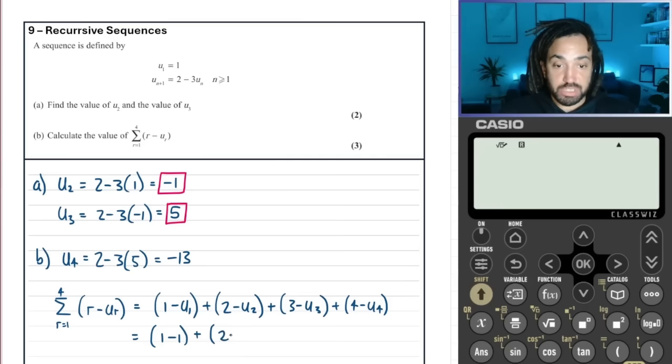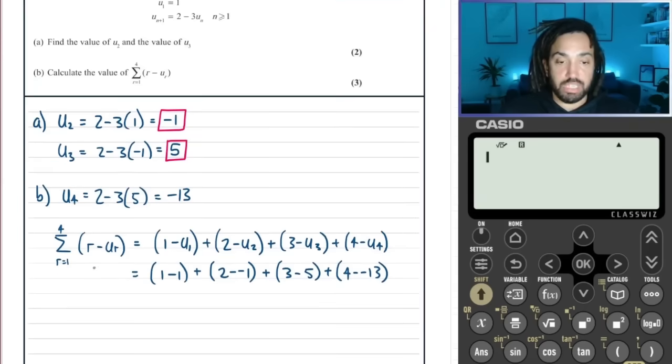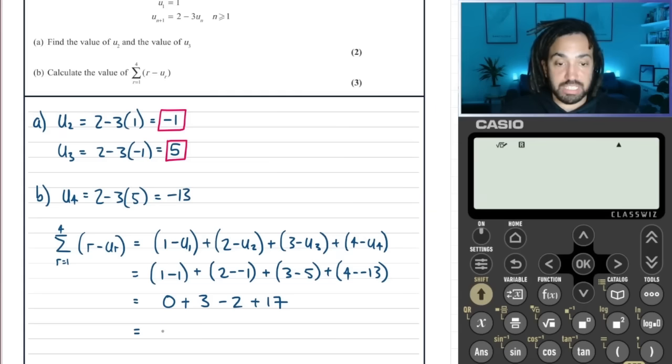And we're just going to substitute in, so 1 minus 1, and then u3 we said was 5, and then u4 we said was minus 13. Perfect. So we get 0 plus 3 minus 2, and that will be plus 17. So in total, that is 18.